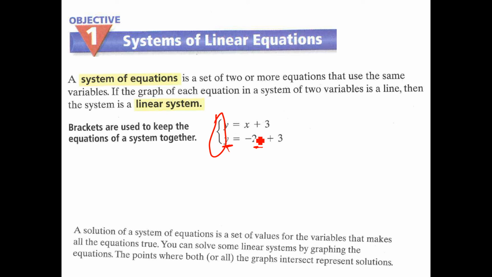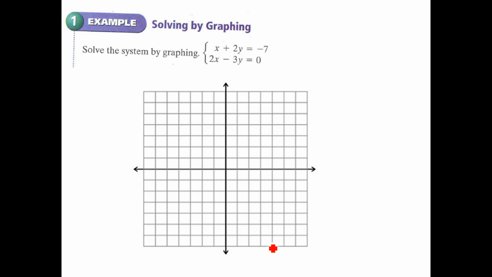So what x and y makes this equation true and this equation true? And that's what we're going to try to figure out. And the place where that happens is where the lines intersect, where they cross each other. So we're going to be graphing here. So let's graph these together. So why don't we do this with some slope-intercept.